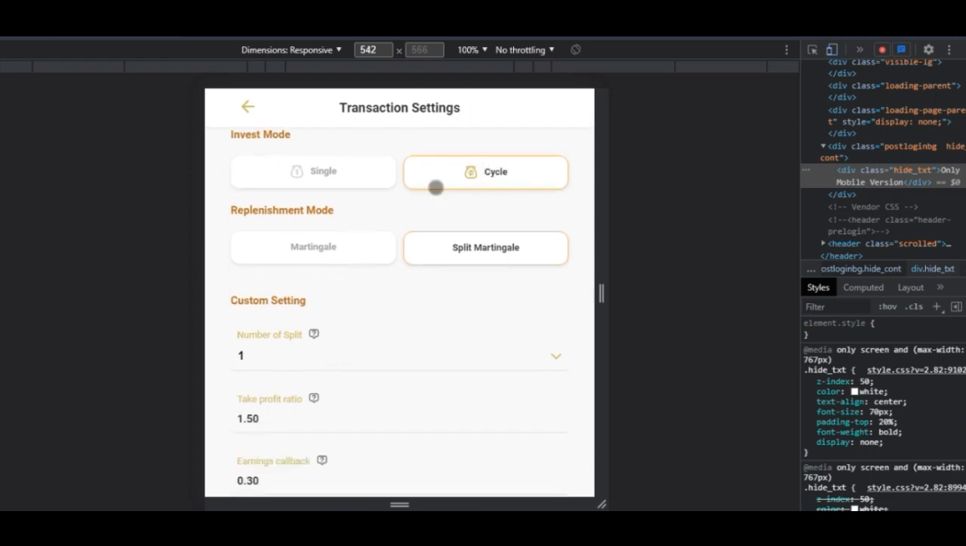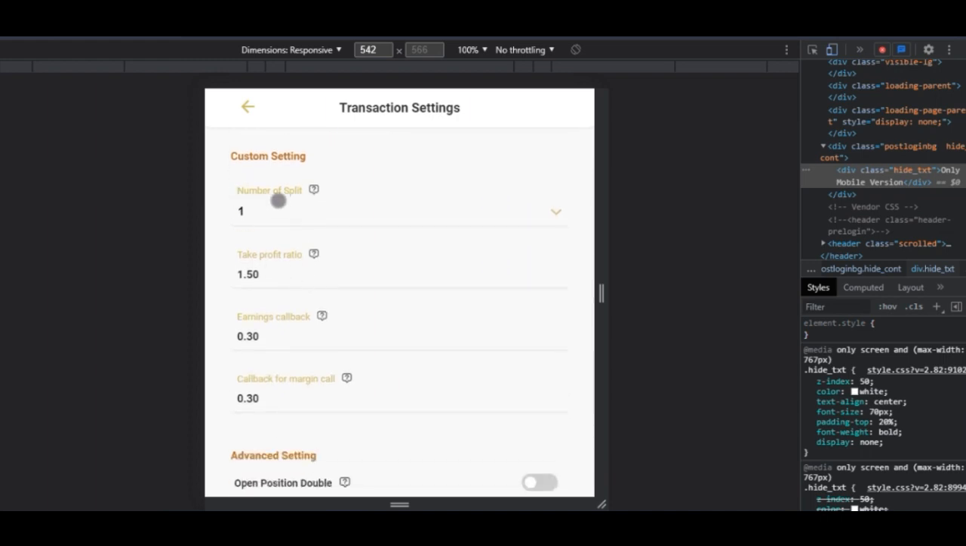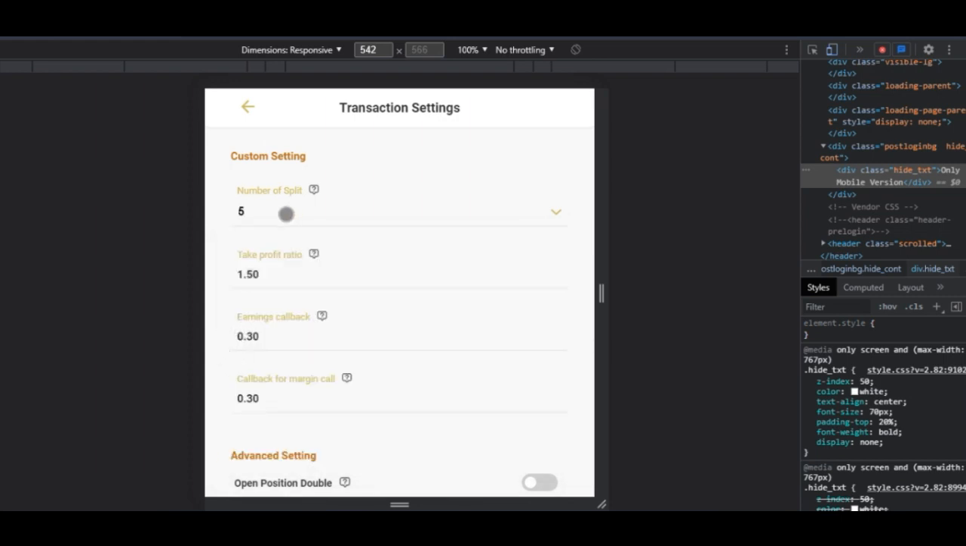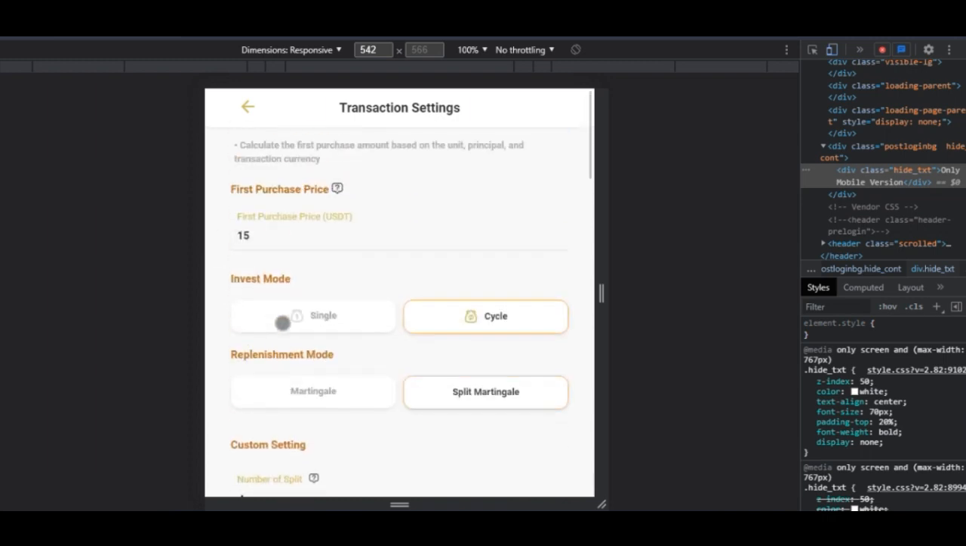So after choosing whatever position you want, whether single or circle mode, the next thing is to go with the split strategy, and after that you'll be asked to select the number of splits. Here you can select the number of splits that you want. If I want 5 times, I'll select that. If I want 4 times, I'll select that. Then the first purchase amount will always be here. The minimum you can start with is 15 USDT. If you want to start with something above this, you can put in that amount here.